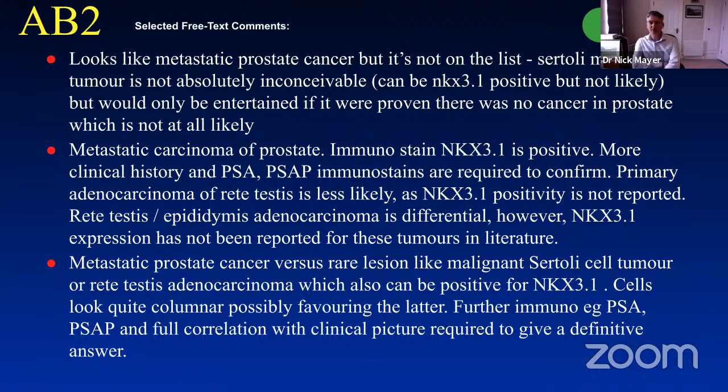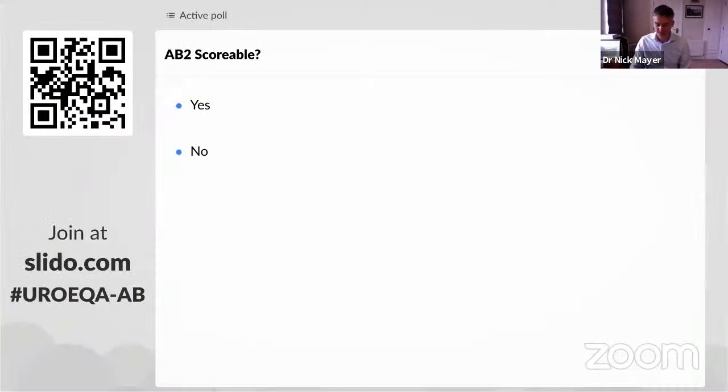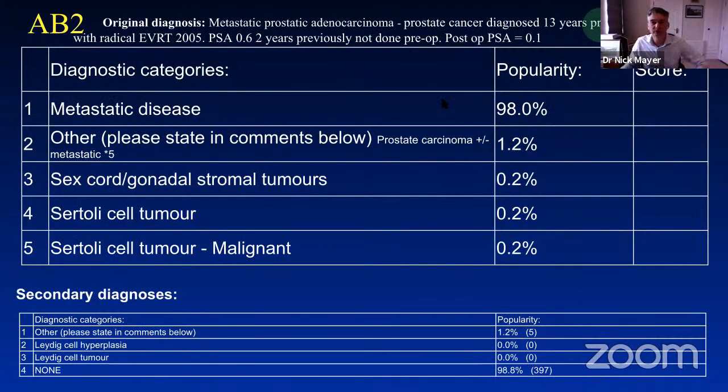So this is what we got in terms of the responses, and very high agreement, 98% metastatic disease. Again, just to emphasize the limitations here of the drop-down menu being not 100% specific. And we were given the additional history of prostate cancer by the submitting pathologist.